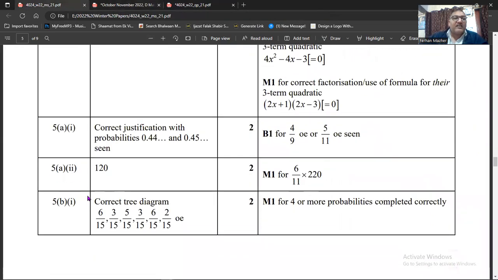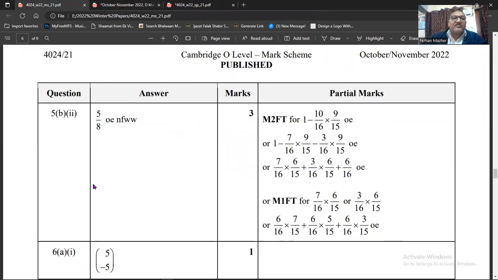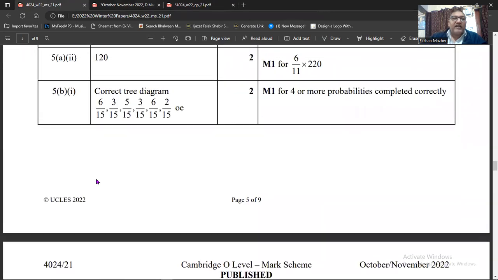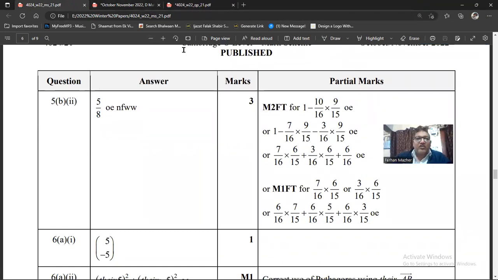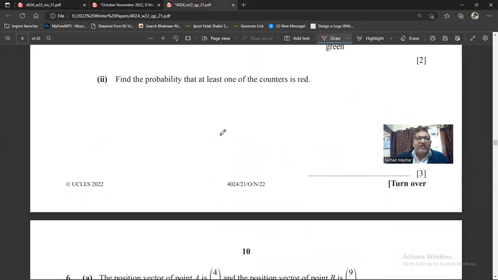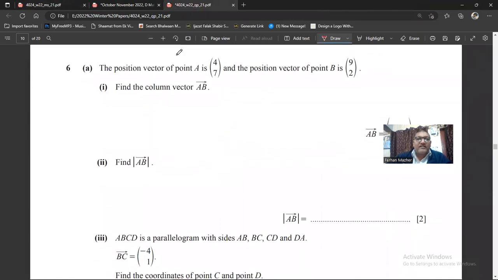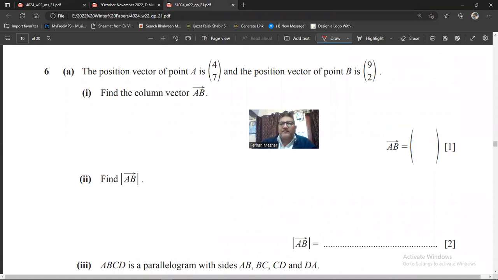So let's check if our answer is correct. 5 by 8 is the right answer, sir. And this is the tree diagram, and 5 by 8 is the right answer. So I hope you have understood this. Okay, so we are going to the next question, and the next question on your screen is question number 6. And here we go.